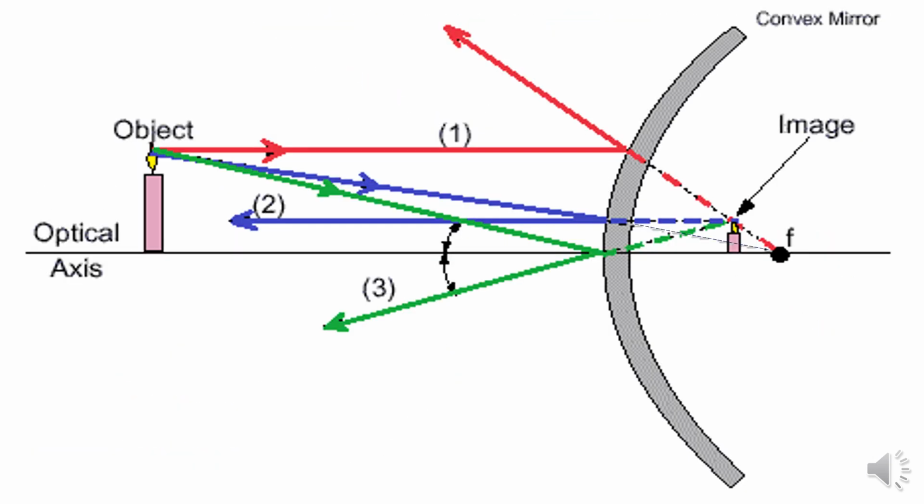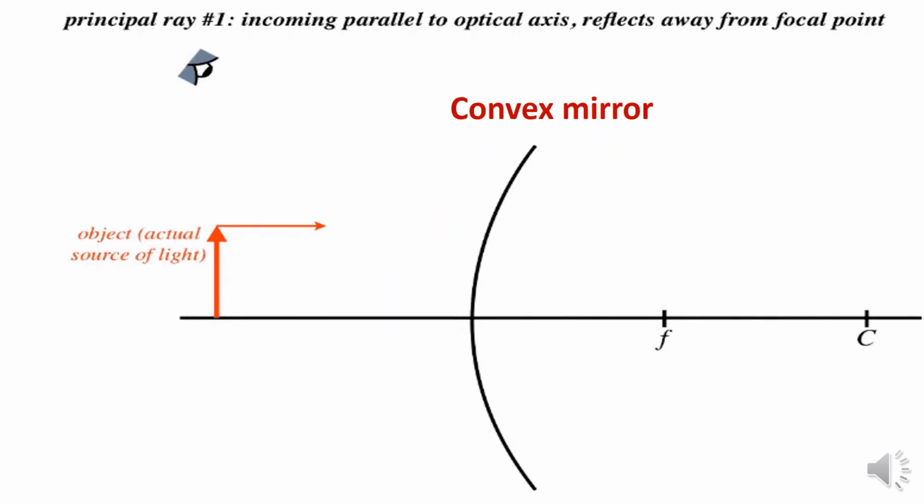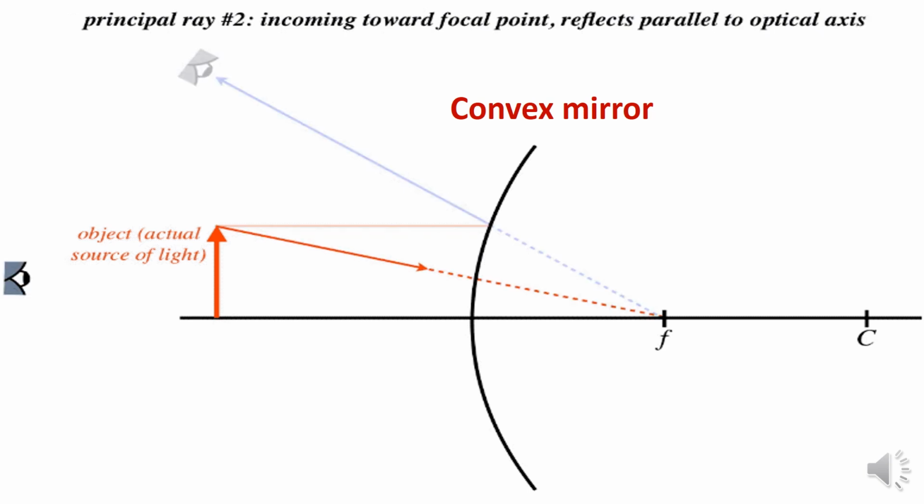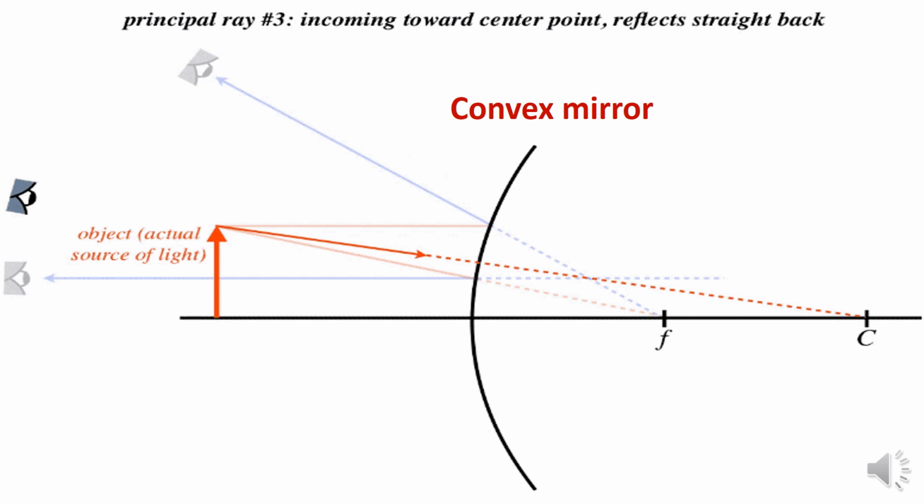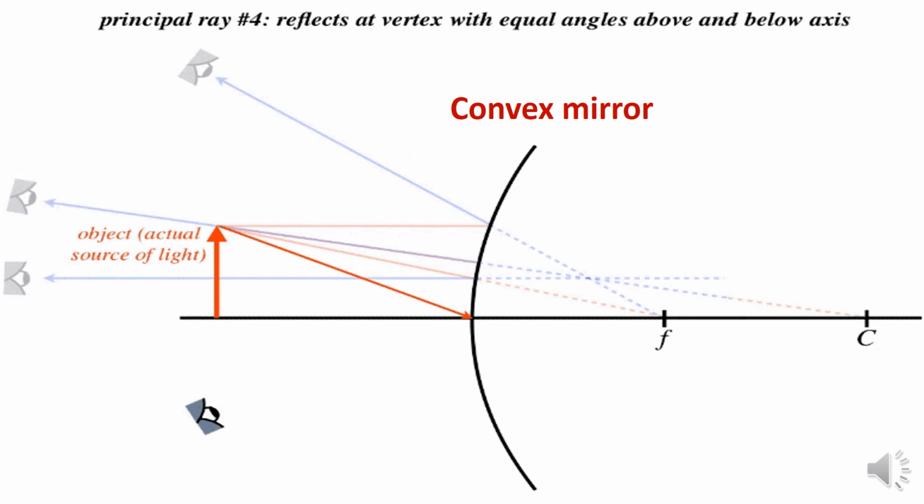A ray of light incident obliquely to the principal axis towards the pole of the convex mirror gets reflected obliquely, making equal angle with the principal axis. In all the cases, the laws of reflection are followed. At the point of incidence, the incident ray is reflected in such a way that the angle of reflection equals the angle of incidence.